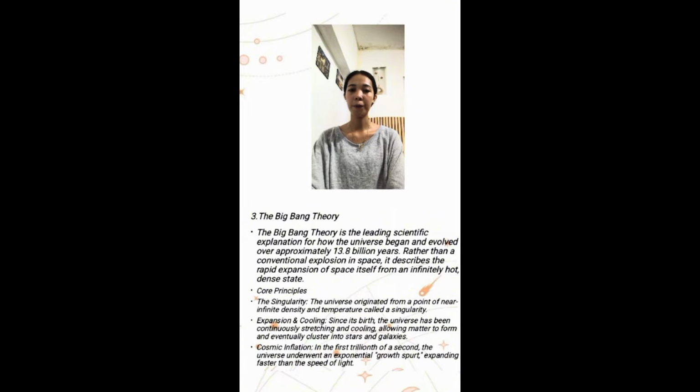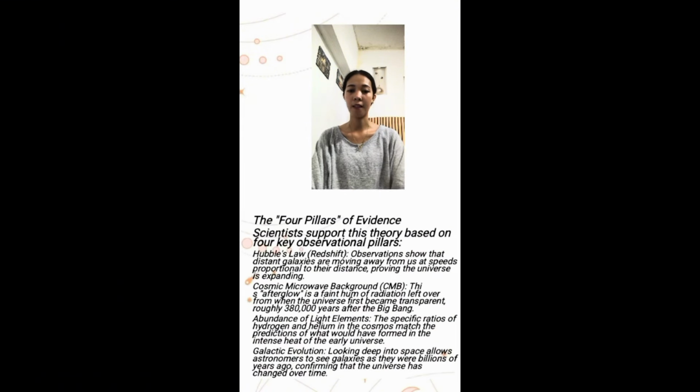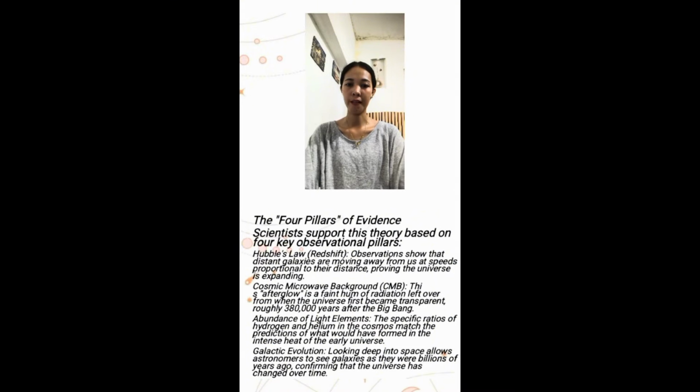So here are the core principles. The singularity: the universe originated from a point of near infinite density and temperature called a singularity. Next is expansion and cooling. Since its birth, the universe has been continuously stretching and cooling, allowing matter to form and eventually cluster into stars and galaxies. The next is cosmic inflation. In the first trillionths of a second, the universe underwent an exponential growth spurt, expanding faster than the speed of light. The next is the four pillars of evidence. Scientists support the theory based on four key observational pillars.